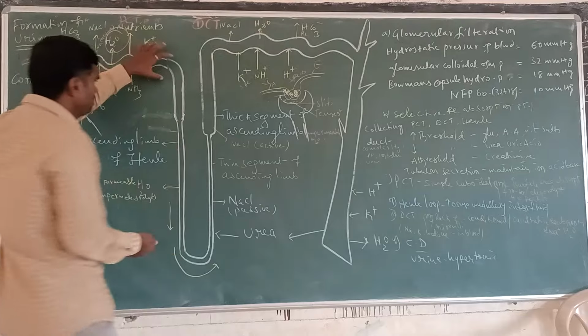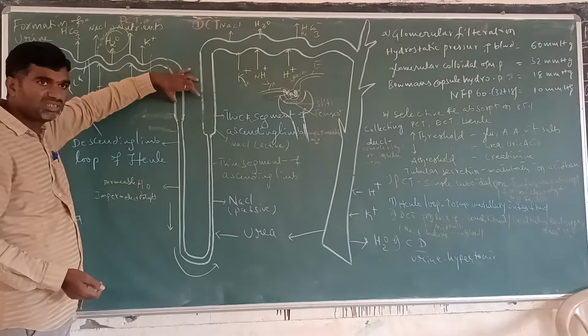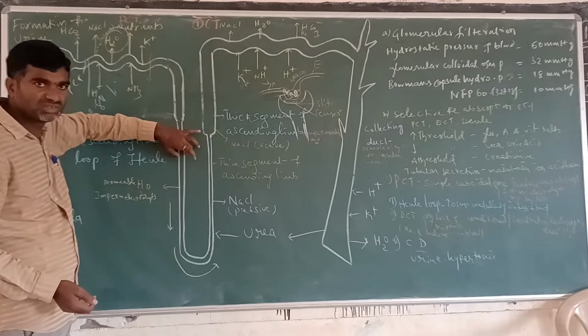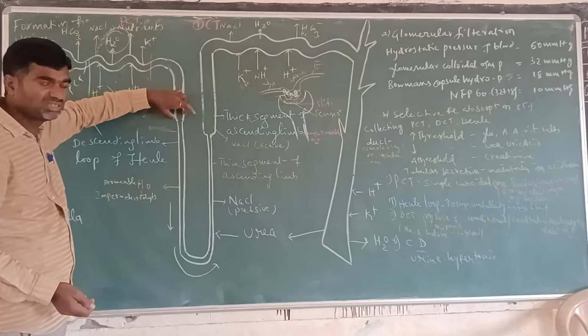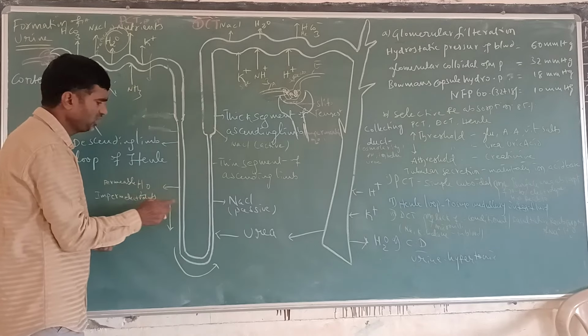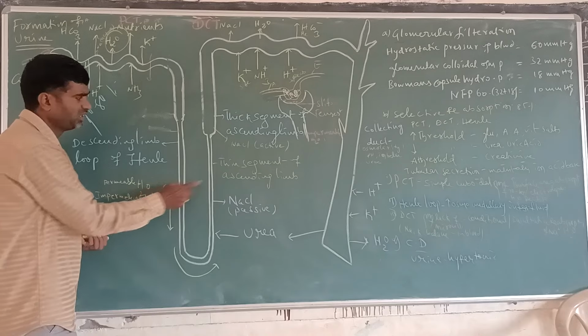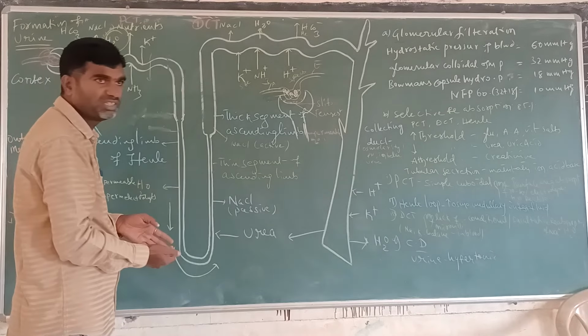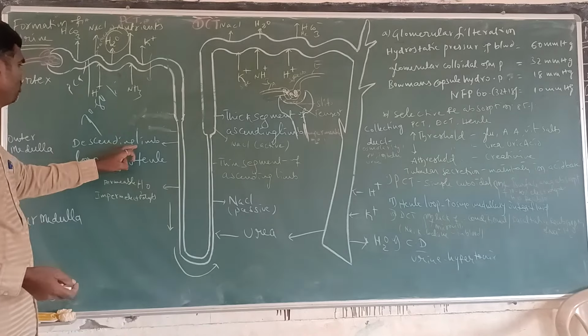Now this is the PCT. It is the thick segment, and it is the thin segment. Okay, up to here the thick segment, up to here the thin segment. So this is the loop of Henle. It is the descending limb of the loop of Henle. It is the ascending limb of the loop of Henle. Okay, descending loop of Henle.